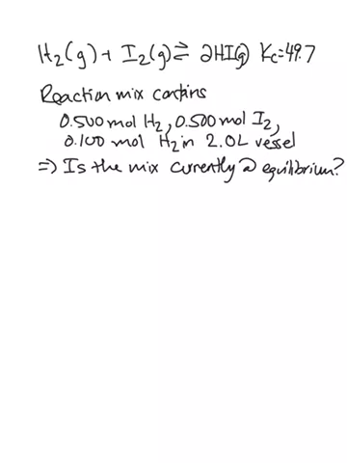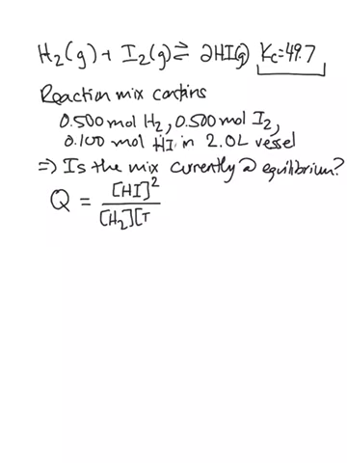So here's an example. I have a reaction. I'm taking H2 and I'm reacting with I2 to make HI, and the problem very helpfully gave me a K. It also gave me a bunch of numbers. It gave me some moles of H2, I2 and HI, and it gave me a certain vessel size. And the question to begin with is: is the mixture currently at equilibrium? If they're asking me that question, I know that my goal is to calculate a Q, and I would know that that would be HI squared over H2 times I2.